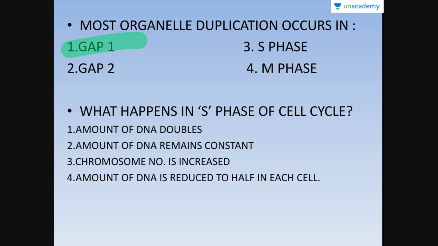So the correct answer to this should be amount of DNA doubles, because the number of chromosomes remains the same, and you know that the replication of DNA occurs. If replication is occurring, that means DNA amount is getting increased. So this is the right answer.